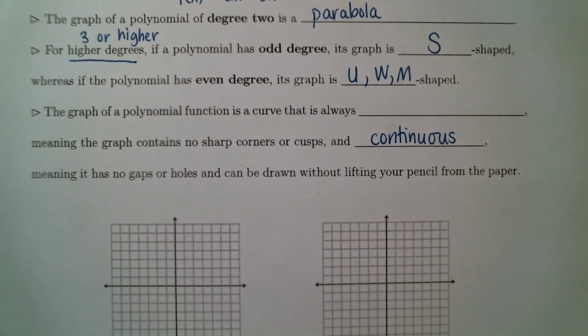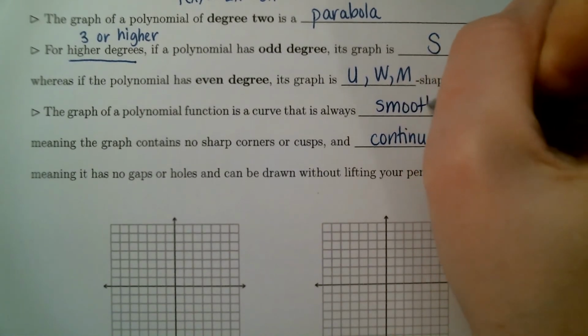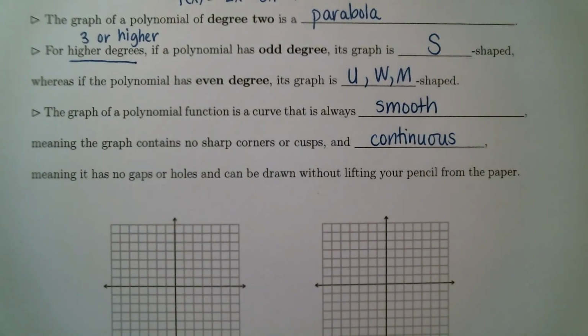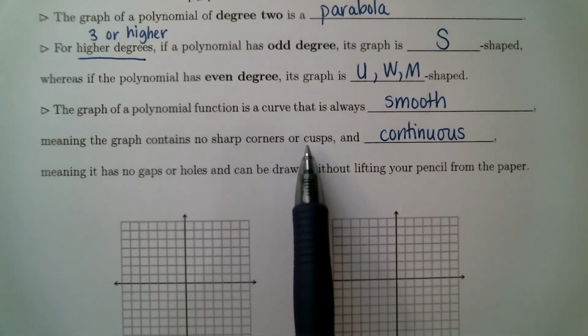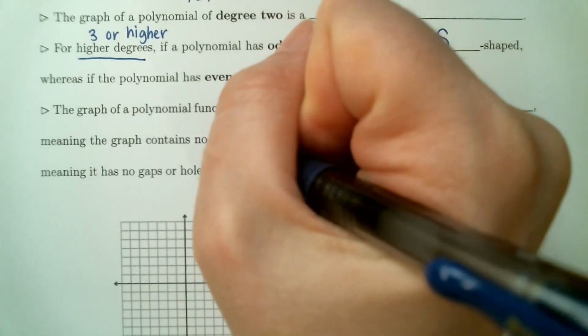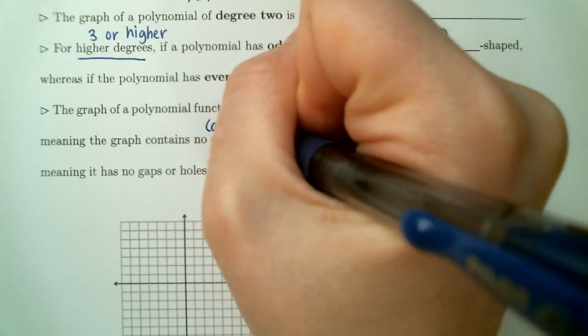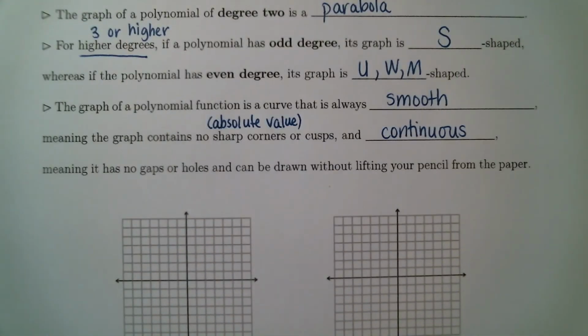The other term that goes in the first blank is something we haven't heard before, and the word is smooth. So polynomials are always smooth and continuous. What smooth means is the graph contains no sharp corners or cusps. Sharp corner, we've seen that before. Something that has a sharp corner is absolute value. When I first brought up the definition of a polynomial, I said you wouldn't see absolute value in a polynomial function, and this is why: absolute value is not smooth. It has a sharp corner in it.